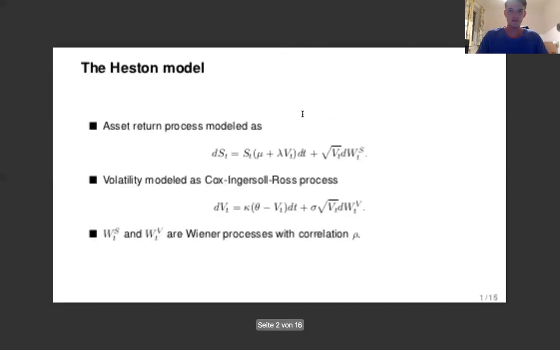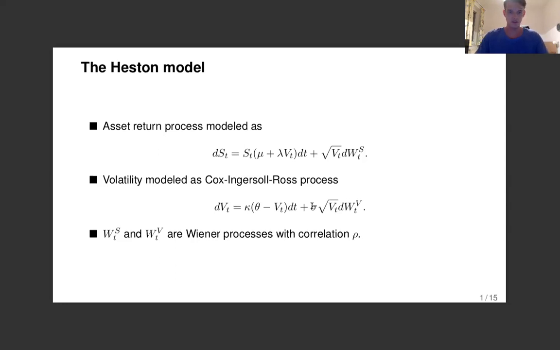And to start, when we talk about volatility models, you might all be familiar with the famous Heston model. So in contrast to the Black-Scholes model, where the volatility is just a constant, in the Heston model, the volatility is a stochastic process itself. In particular, the volatility is modeled as a Cox-Ingersoll-Ross process, which is a mean reverting process with mean reversion level theta and mean reversion speed kappa. The parameter sigma can be interpreted as the volatility of the volatility.